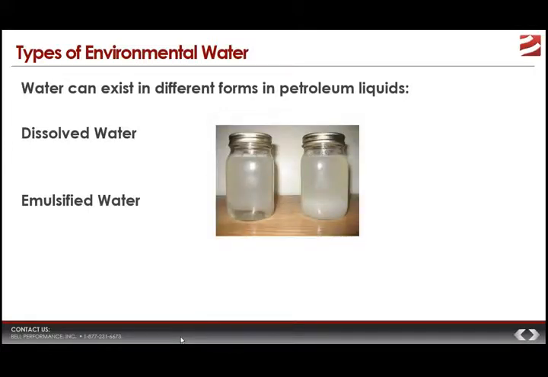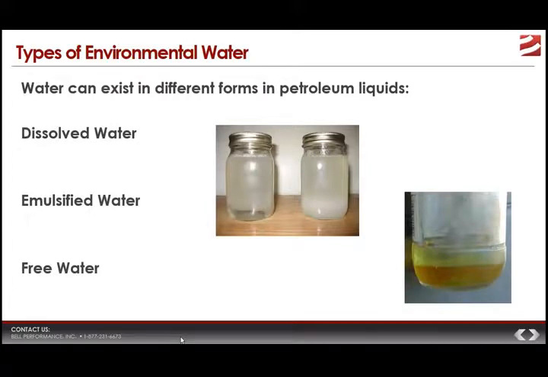Emulsified water is what you have when you get cloudy fuel like this. You have micro droplets of water that are suspended or entrained in that fuel, which makes it look cloudy, kind of like in these samples. And the third one is free water. Free water is what we're talking about when we talk about a layer of water in the bottom of a storage tank. Water is heavier than petroleum, it's heavier than gas or diesel, so it's going to sink down to the bottom of the tank. So water accumulates in storage tanks.